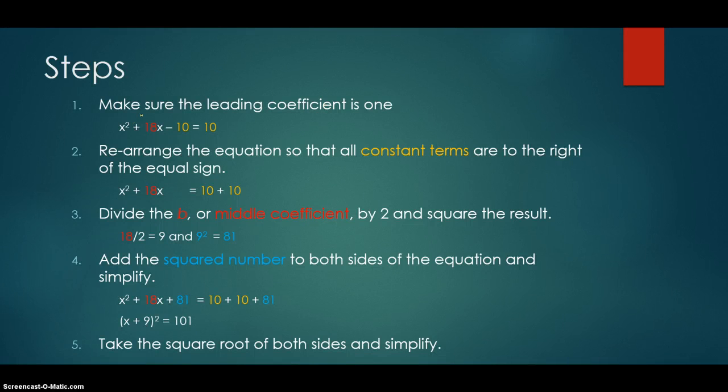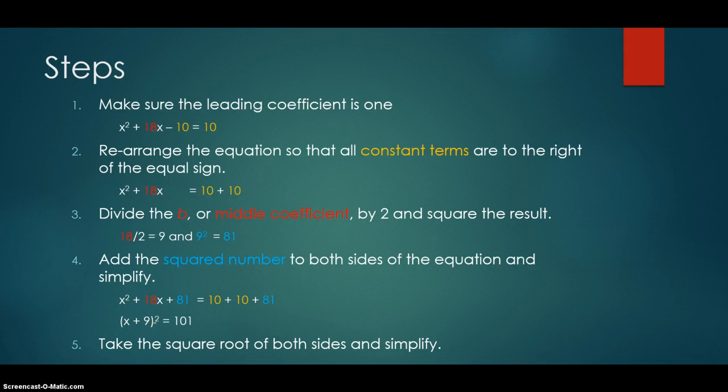Let's go through it real quick. Make sure the leading coefficient is 1. We did that. Let's rearrange so that all constant terms are to the right. Well, we took this minus 10 and we added 10 to both sides. Divide the middle coefficient, or the b, by 2 and square the result. 18 divided by 2 is 9. 9 squared is 81. We're going to add the squared number to both sides, plus 81 and plus 81, and then we're going to simplify.